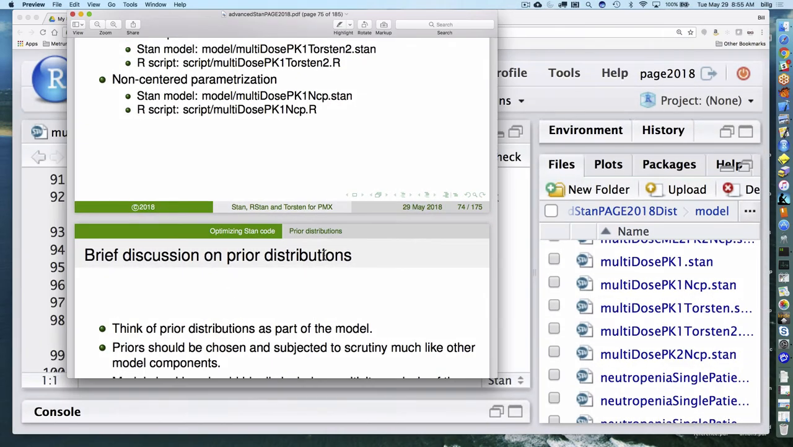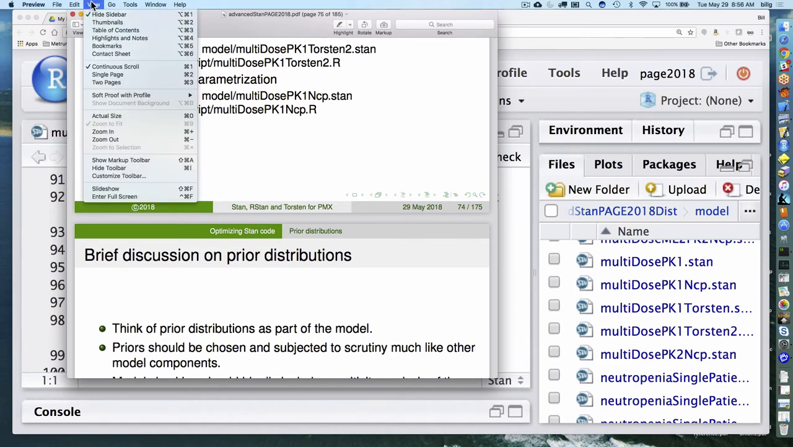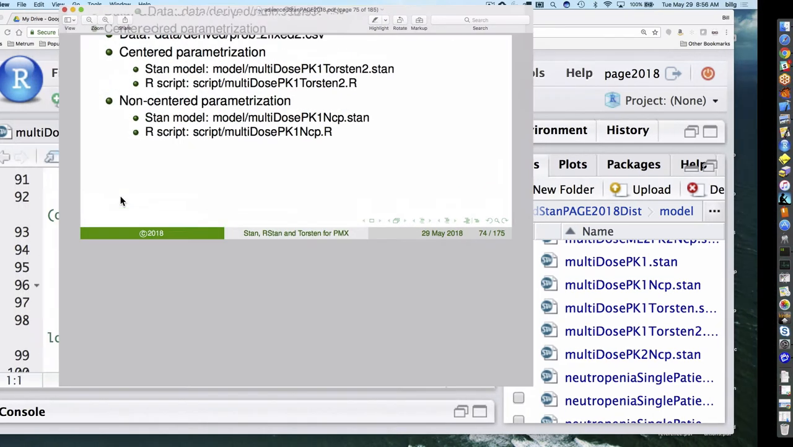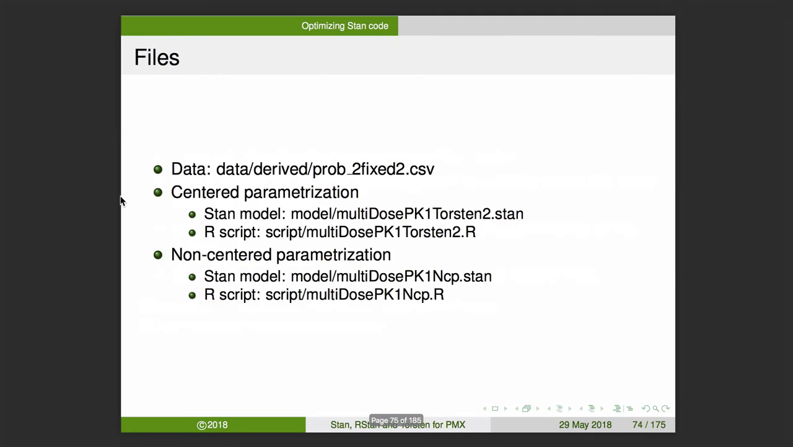Okay, so that's, let's see, what else did I, I'm trying to remember if I hit on any other strategies in here. Let me double check. Yeah, okay, so those were kind of the main strategies I was trying to hit on for doing some optimization of the sampling when you run into some of these kinds of problems with the sampler.